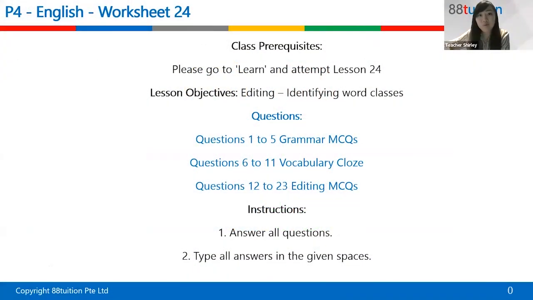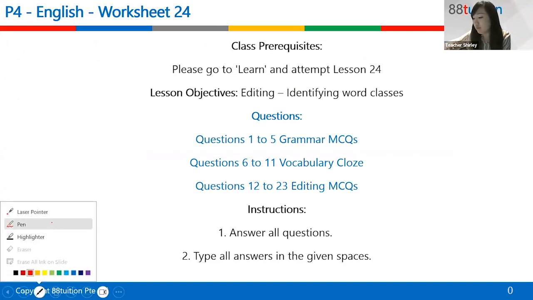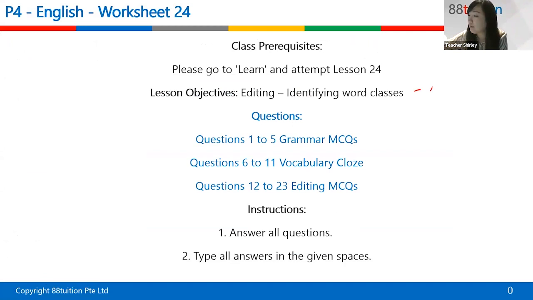Okay, today our focus is on editing. In terms of editing, it's important to be able to identify word classes. So what do we mean by word classes? The common ones are, for example, nouns and verbs. These are the common ones.